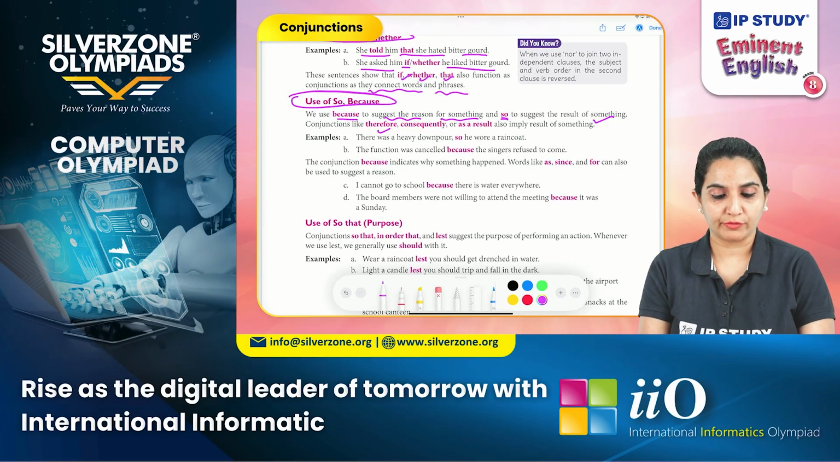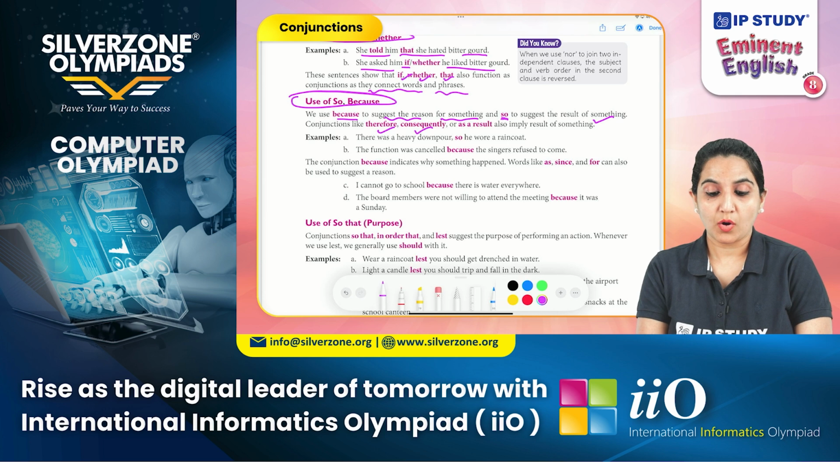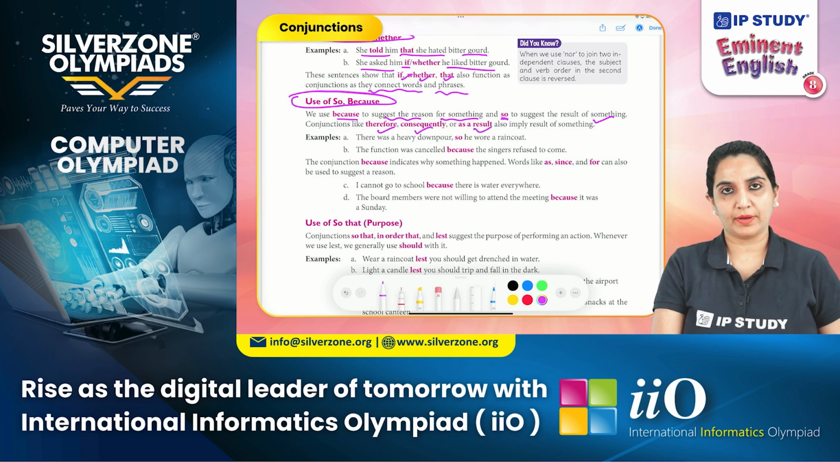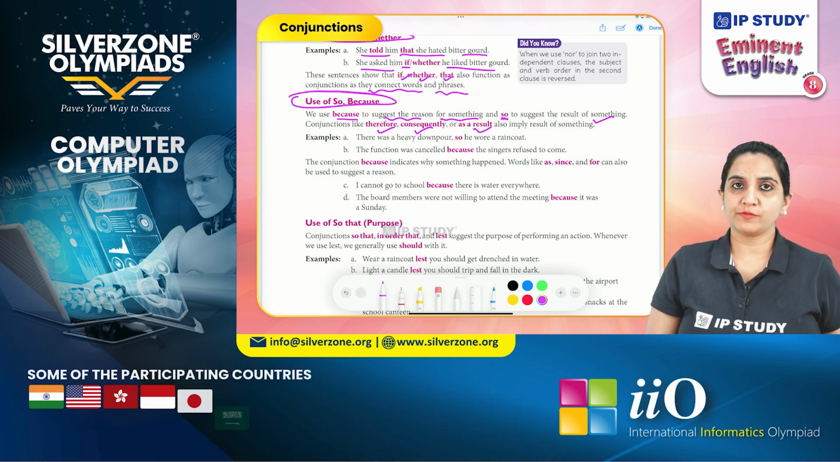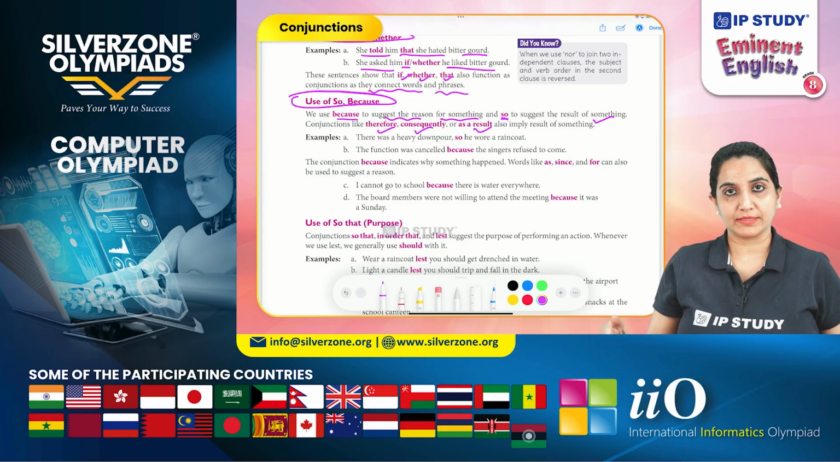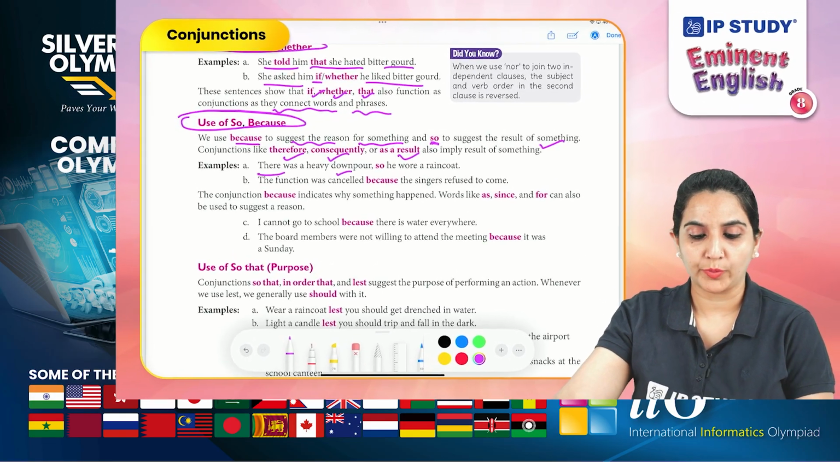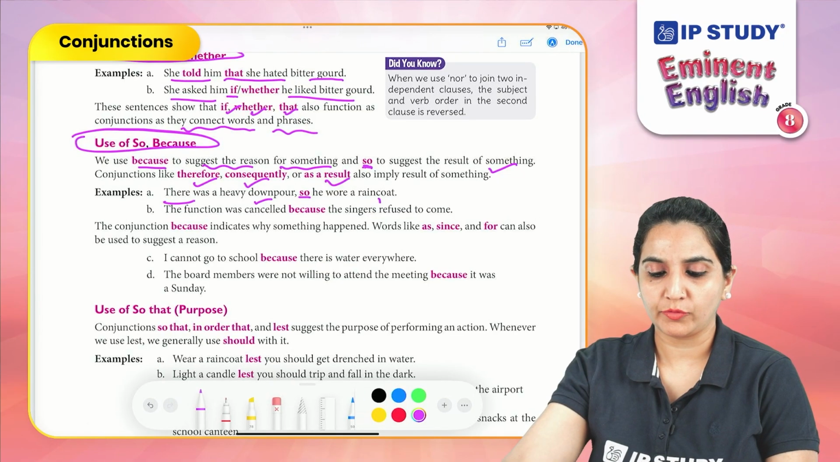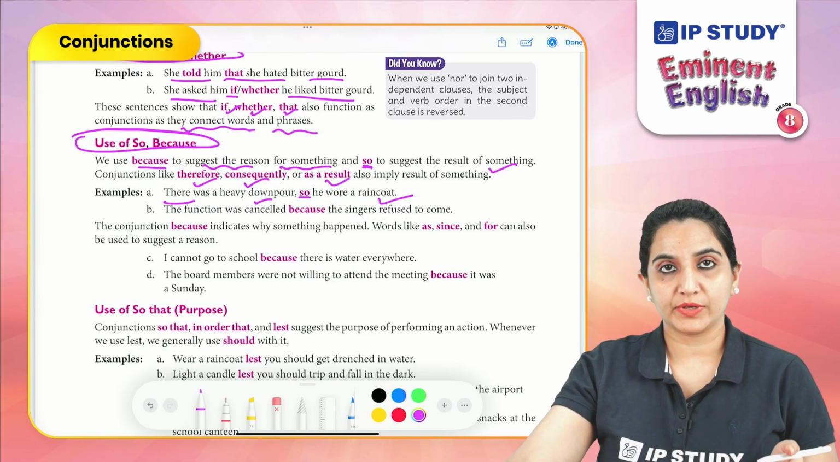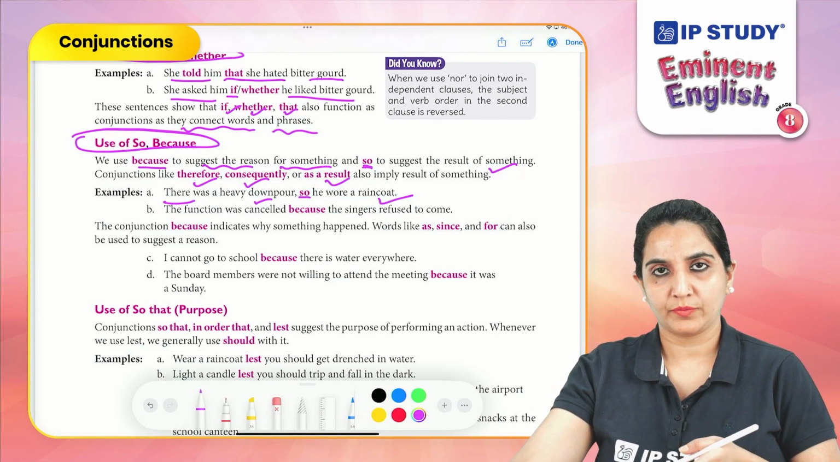Conjunctions like therefore, consequently, or as a result also imply, in place of "so" or "because", the result of something. There was a heavy downpour, so he wore a raincoat. Now we are suggesting a result of something.